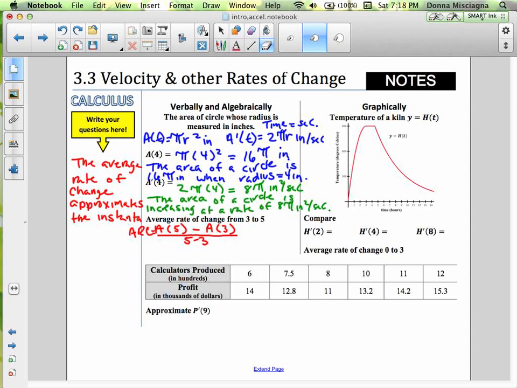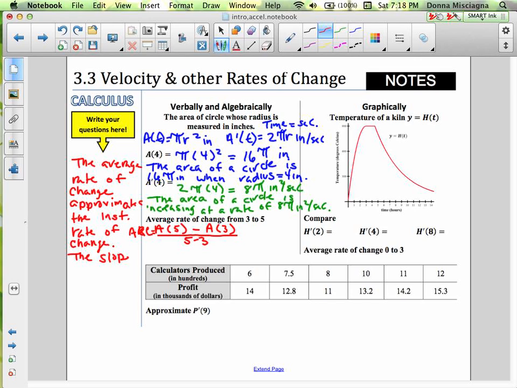Oh, I don't think I can fit the word instantaneous in. We've lost some of our words. I'll just abbreviate. There we go, instantaneous rate of change. Because we know the slope of the secant line approximates the slope of the tangent line, which is the derivative.